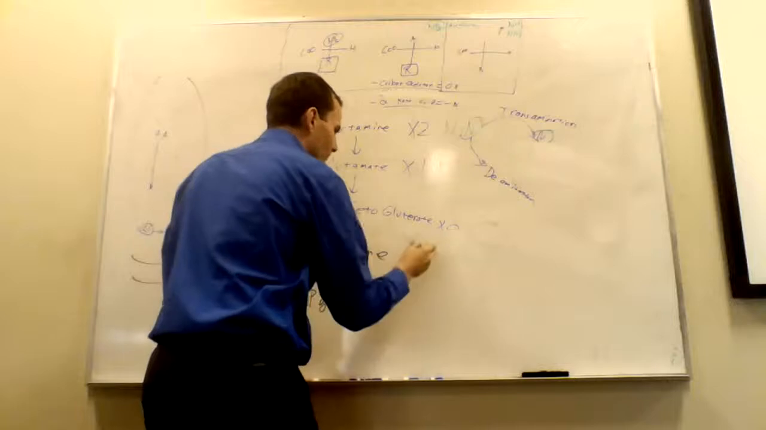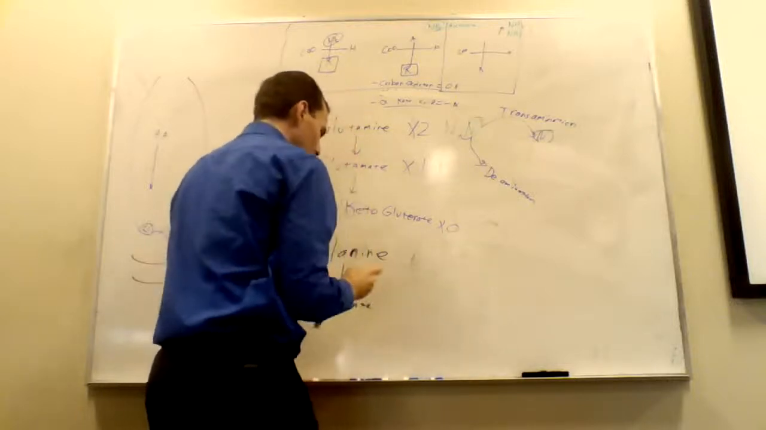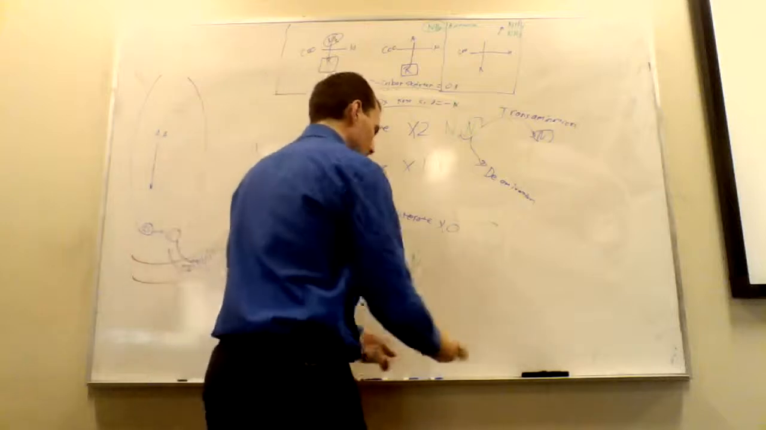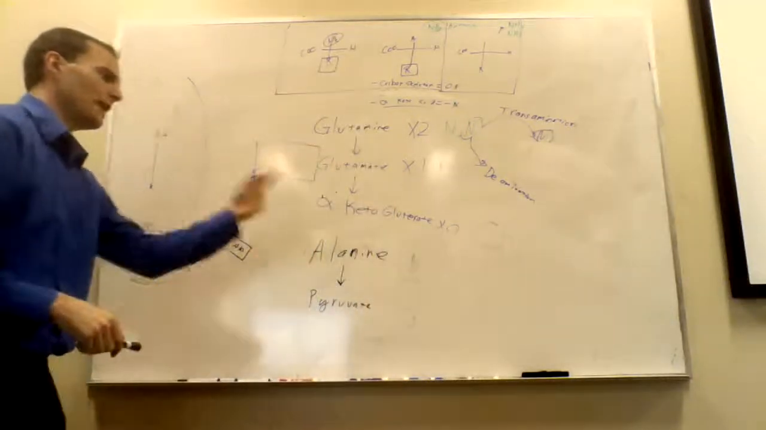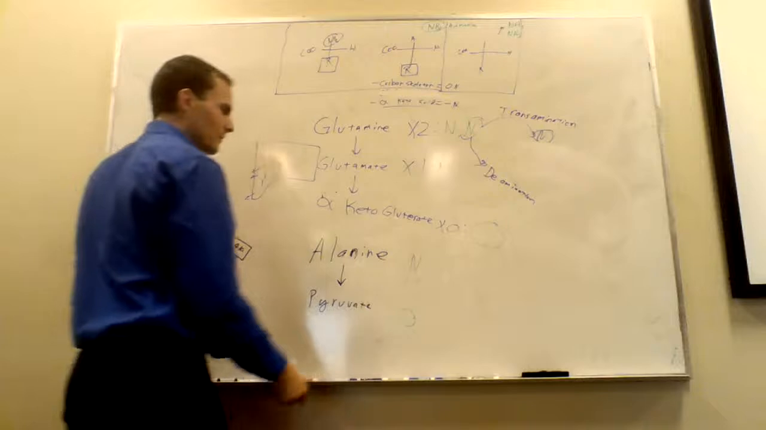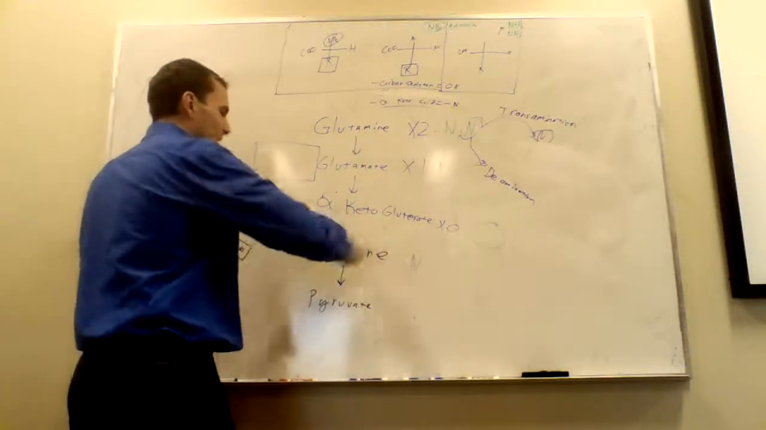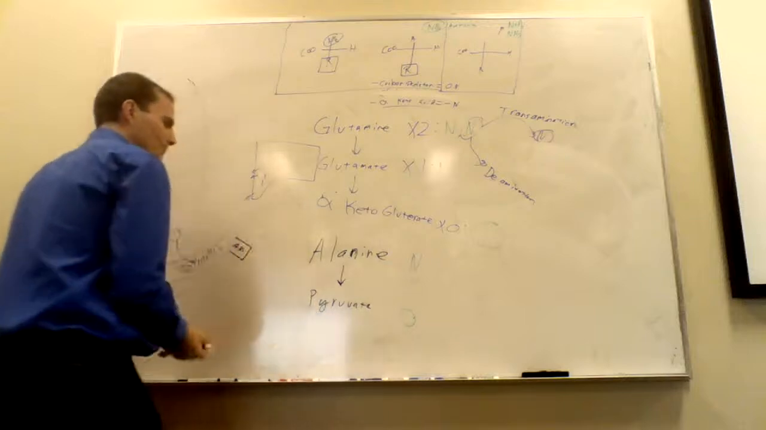So alanine has one amine group. Pyruvate has zero. Nitrogen group, I should say. Pyruvate has none itself. Good job. Amino acid is the whole thing. Amine group.